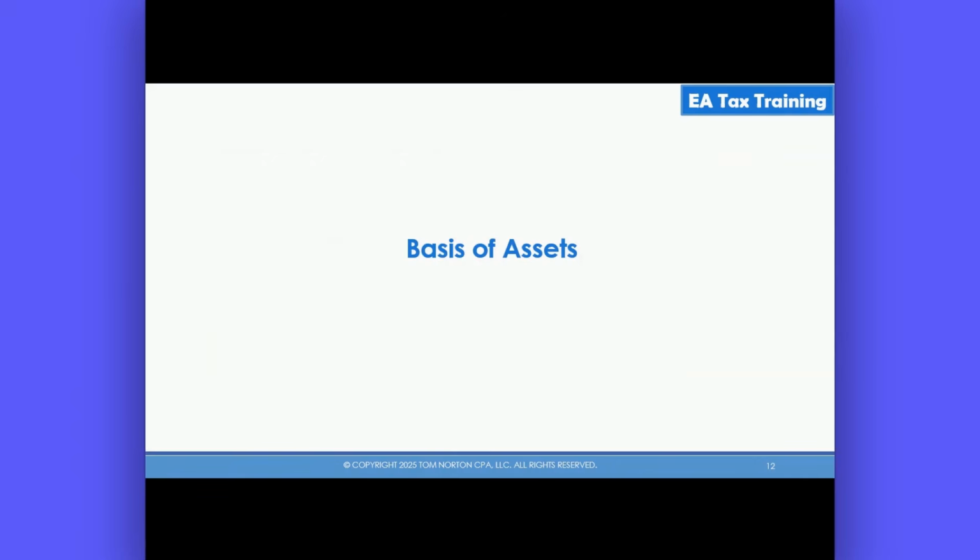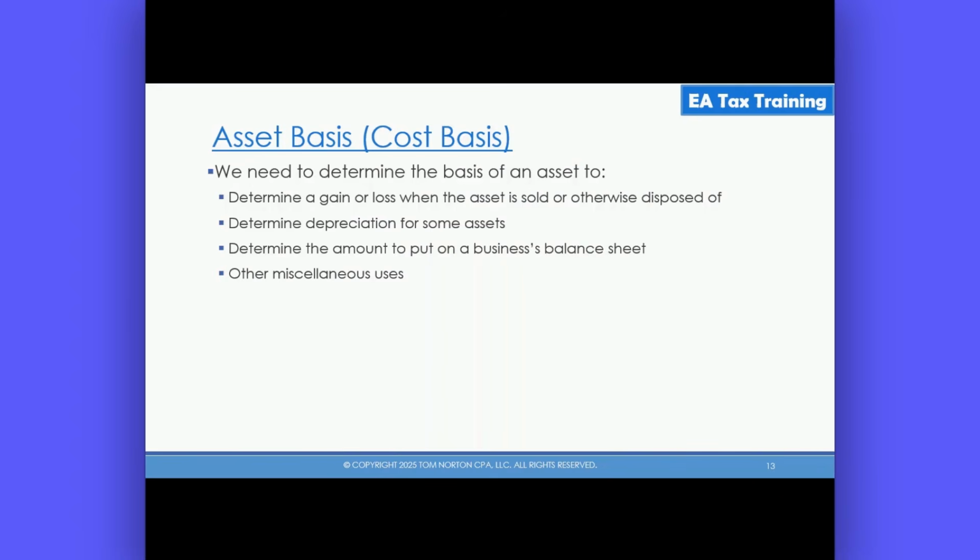So now let's talk about the basis of assets. We talked a little bit about basis in a previous video, but the basis of the asset is sometimes also called the cost basis. At its most basic incarnation, the basis is simply the cost of that asset. So what do we need to know this basis for? Well, it helps us to determine a gain or loss when that asset is sold. If we sell an asset, we need to know, did we have a taxable gain on the sale of that asset? In order to determine that, we need to know its basis.